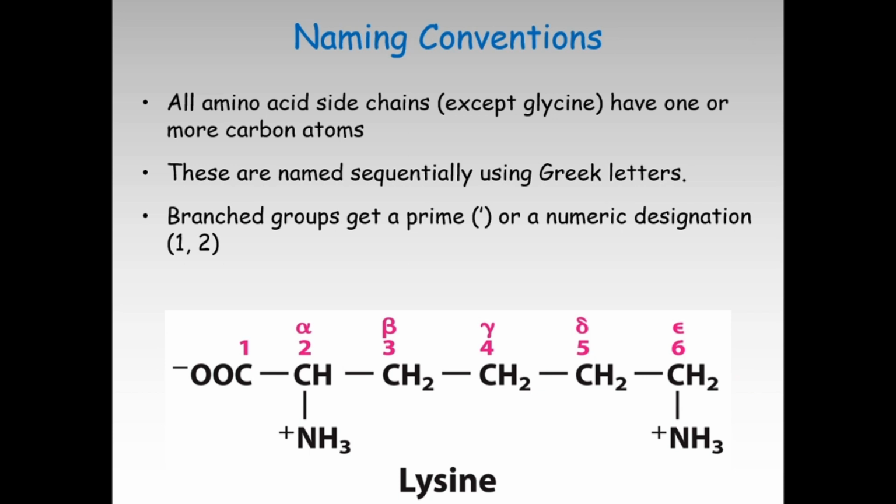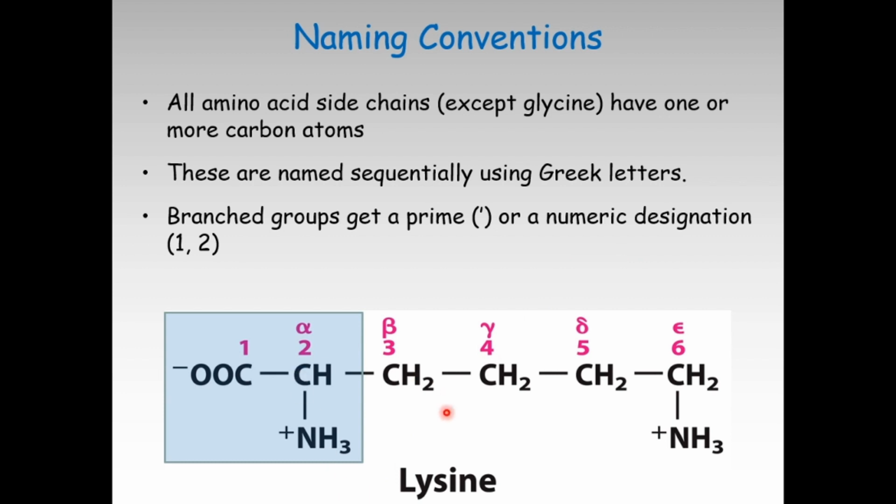Now, let's see the naming conventions of these amino acids, right? All amino acid side chains except glycine have one or more carbon atoms. These are named sequentially using Greek letters. Branch groups get a prime or a numeric designation.